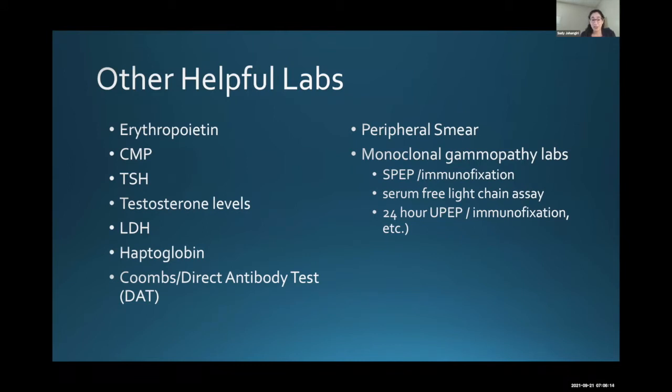Hypothyroidism and hypotestosteronism can also cause anemia, so it's important to check for those in the right clinical settings. LDH, haptoglobin, and Coombs test or direct antibody testing is helpful if there's a hemolytic anemia going on. That LDH will also be elevated in the setting of some hematologic disorders and malignancies.